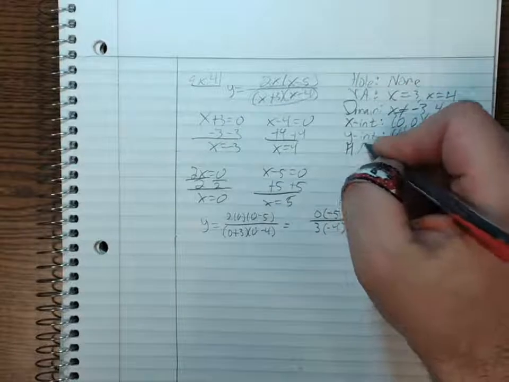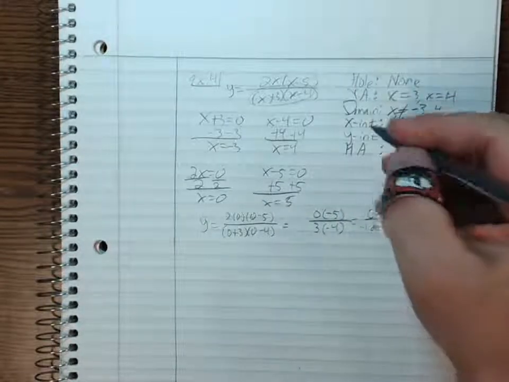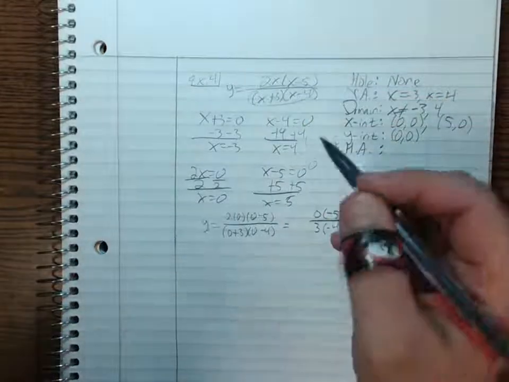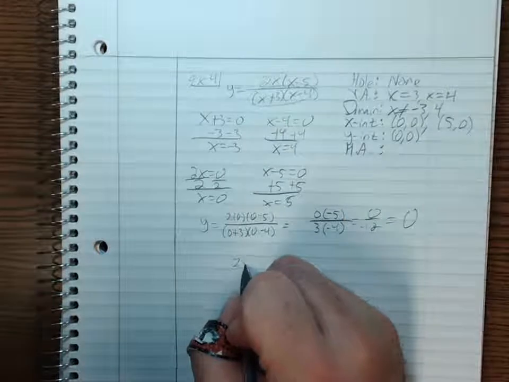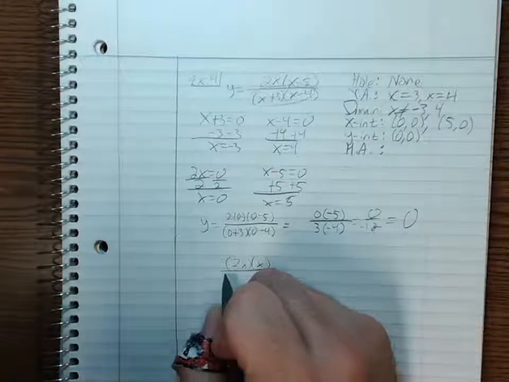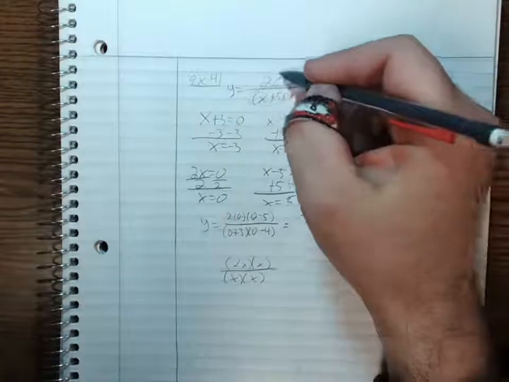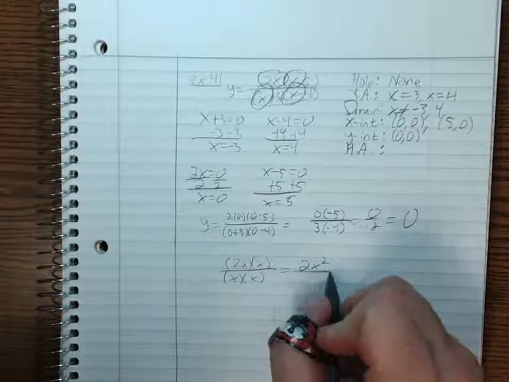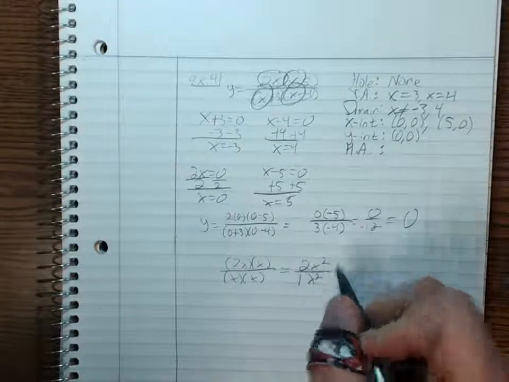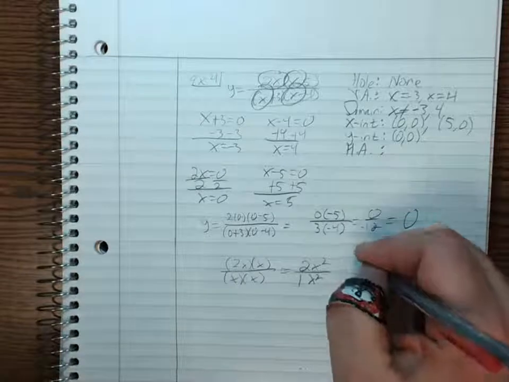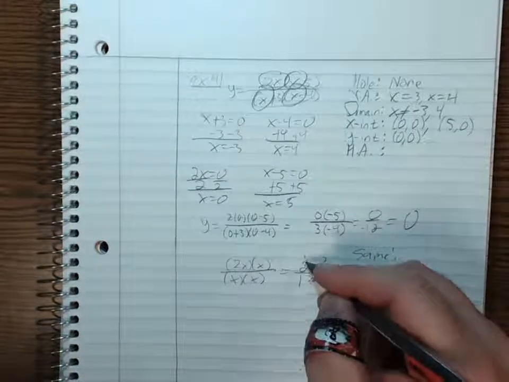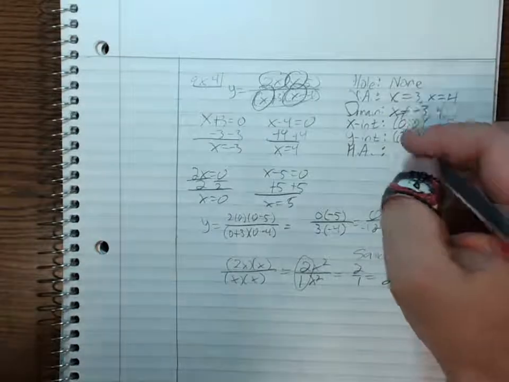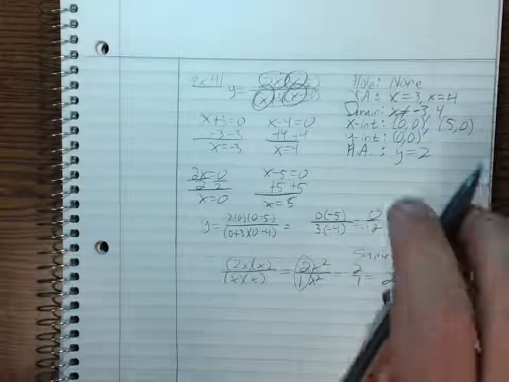Almost done. Last but not least, my horizontal asymptote. We need to compare the degrees of the top and the bottom. So on top, I have 2x and just x. And then on the bottom, I have x and another x, right? Anything with an x in it, I'm going to multiply. That gives me 2x squared over x squared. They are the same, which means I need to make a ratio out of this, which is just 2. So my horizontal asymptote is y equals 2.